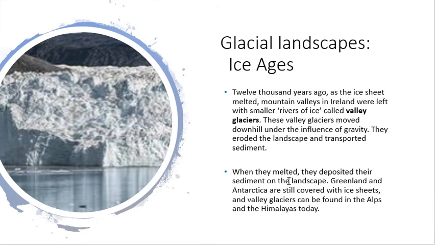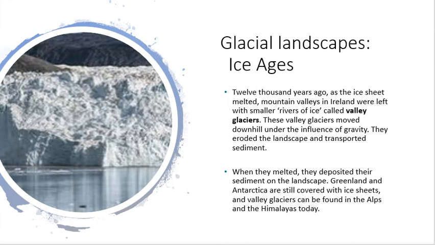So, for example, Greenland and Antarctica are still covered with ice sheets, and valley glaciers can be found in certain areas to this day, in the Alps and in the Himalayas, okay? So the world has not got rid of these valley glaciers and these firn glaciers. What might get rid of them is, for example, global warming, if global warming continues to happen at the rate it's happening. But for now, in parts of the world that are close to the North Pole and up in high areas, there are still glaciers available, okay?